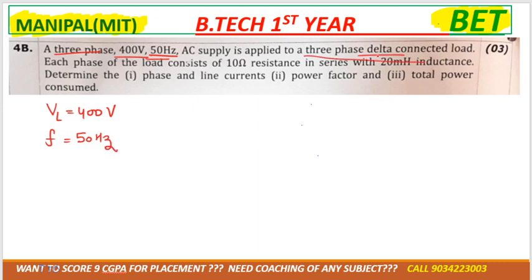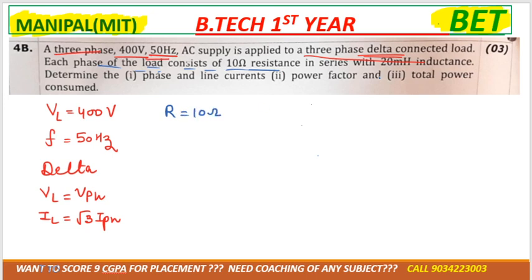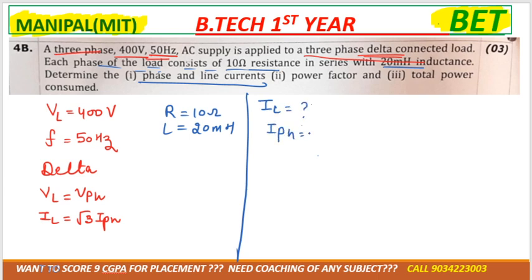AC supply is given to a 3-phase delta connected load. Delta means we'll have the voltage equal, that is VL is equal to VPH and IL is equal to √3 IPH. Then each phase of the load consists of R is equal to 10 ohm and inductance L is equal to 20 millihenry. Now they are asking line current and phase current. These are the given conditions and this is what we need to calculate. In these kinds of cases we'll always use Ohm's law. What is Ohm's law? VPH is equal to IPH into ZPH.